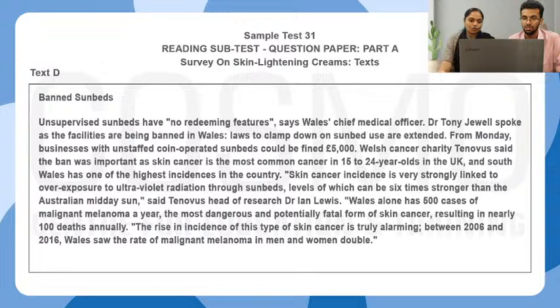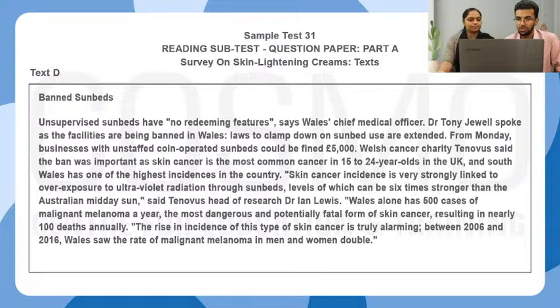The answer is malignant melanoma. Not "this type of skin cancer." You have to specifically answer what type of skin cancer, and it is given in the previous sentence. It's malignant melanoma. Yes, Devi, you got it right. It's also said in the same sentence.